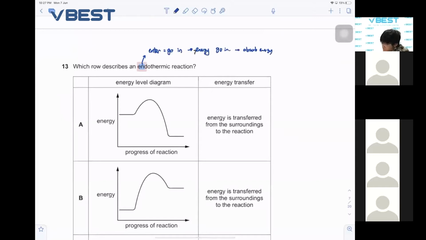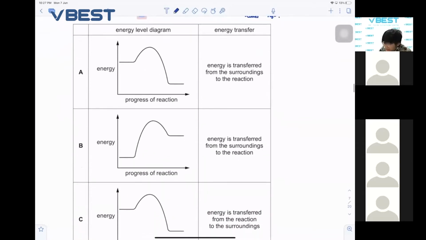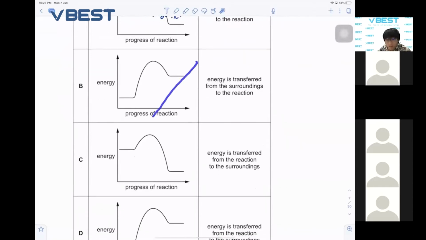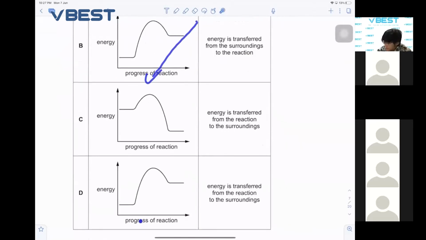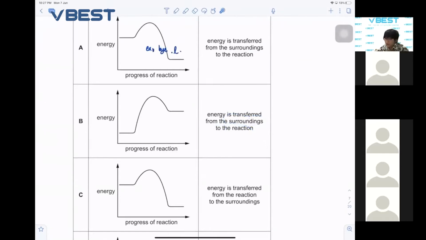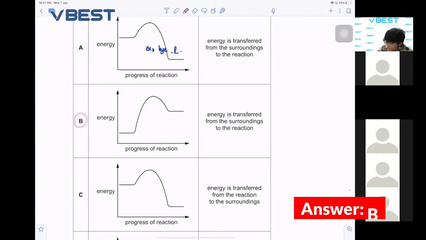And when something absorbs energy, it becomes high. Just imagine it becomes so high. So it definitely will end up higher because it gets high. So this gets low, this is exo. Do you see that this becomes higher? Okay, yes, this is correct. This also becomes higher, from the surrounding to the reaction. As what I mentioned, you absorb energy, right? So when you absorb energy, it is from the surrounding to the reaction.